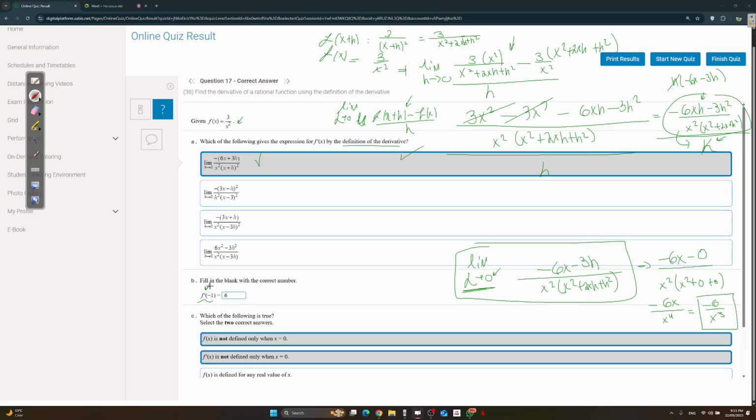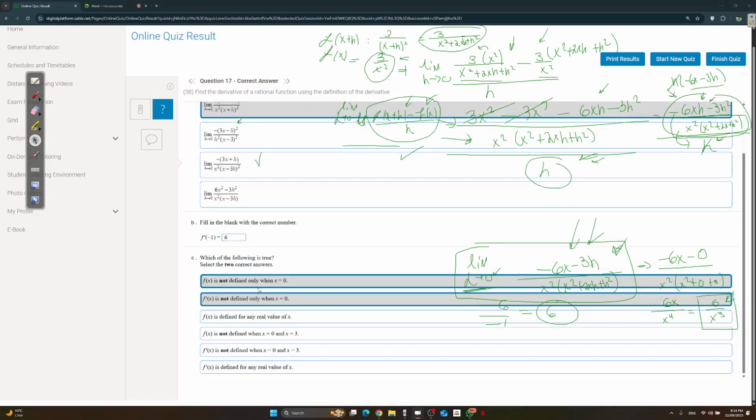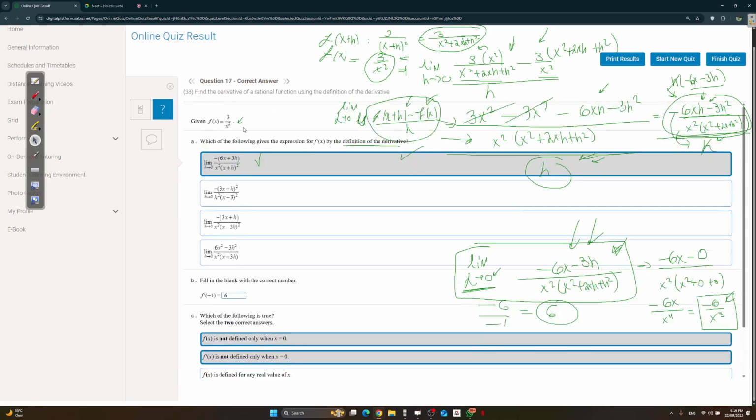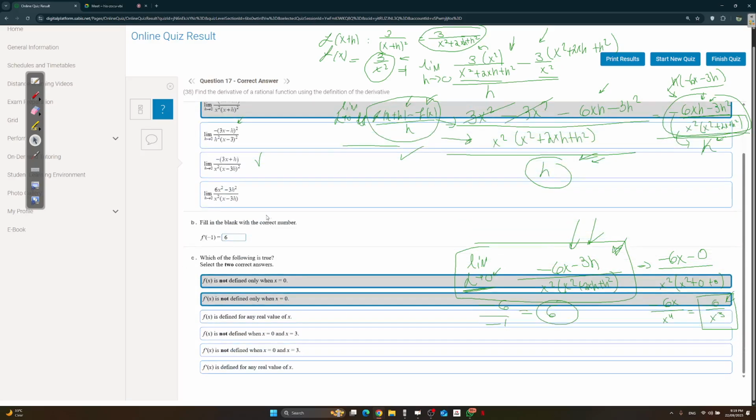F prime of negative 1, so you substitute negative 1 here. So minus 6 over negative 1 equals 6. Over here, they want you to choose which is true. One is f of x not defined. It's a fraction. It's not defined, obviously, when the denominator equals 0. So when does x squared equal 0? When x is equal to 0. So this is true.